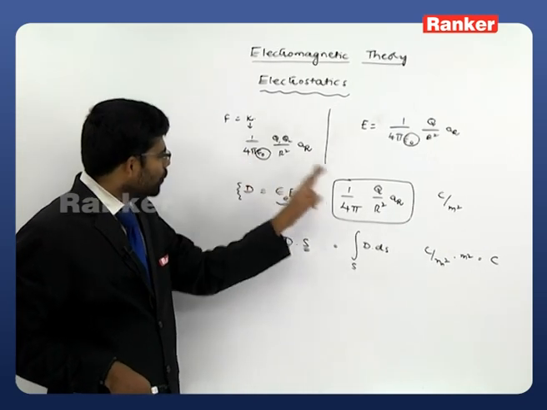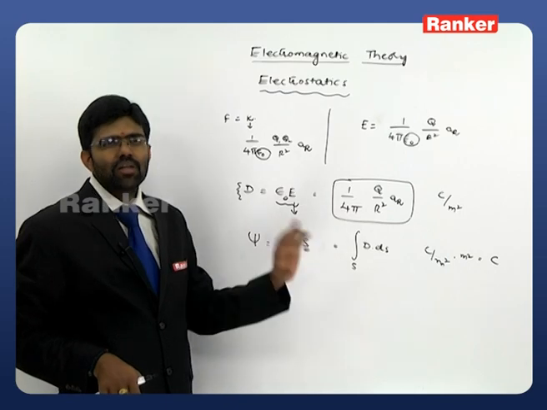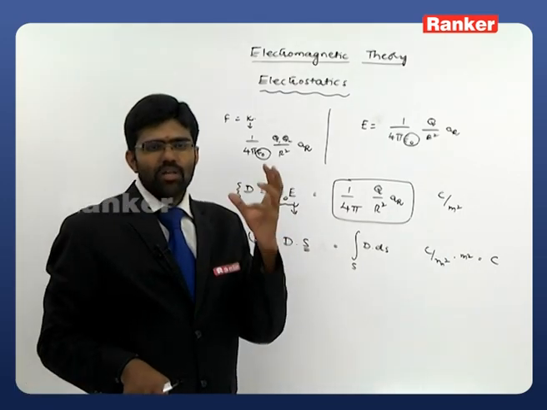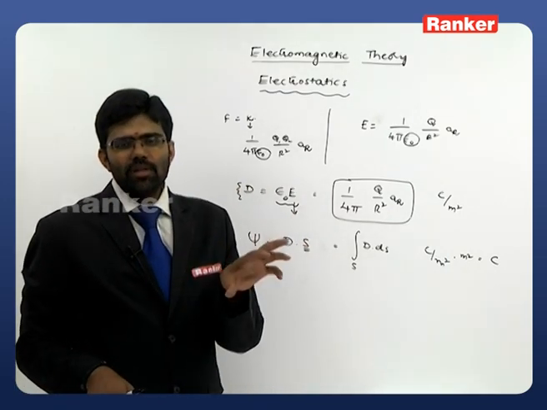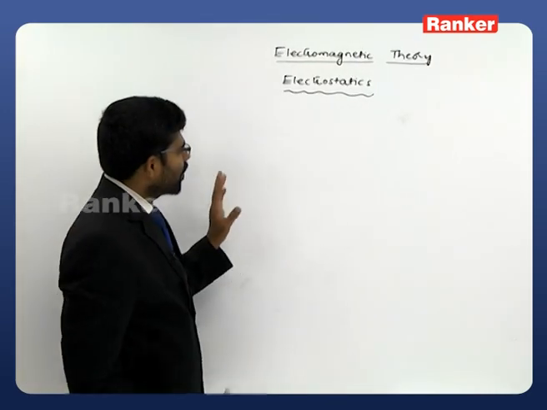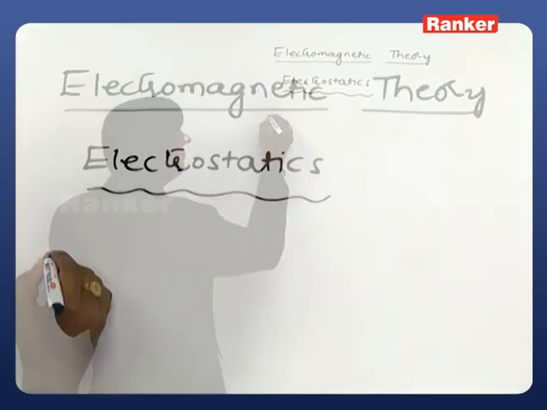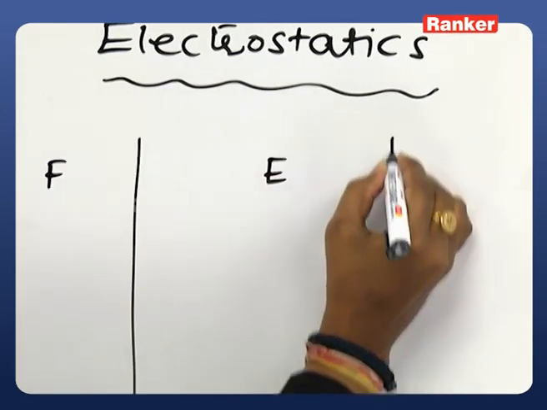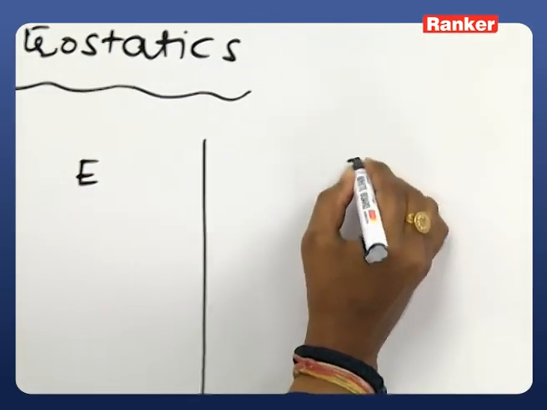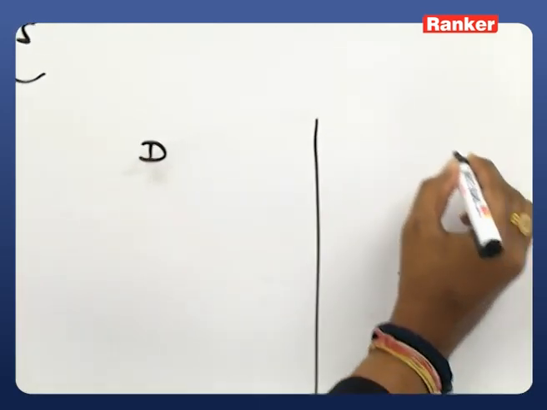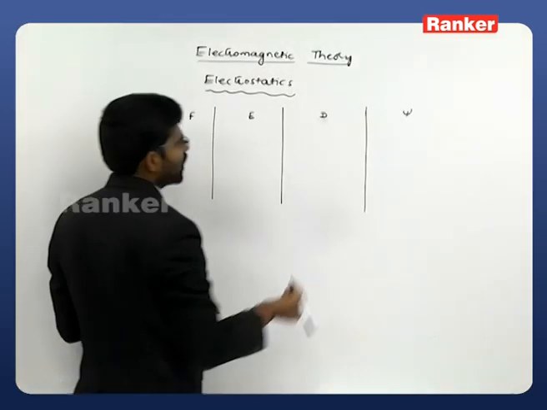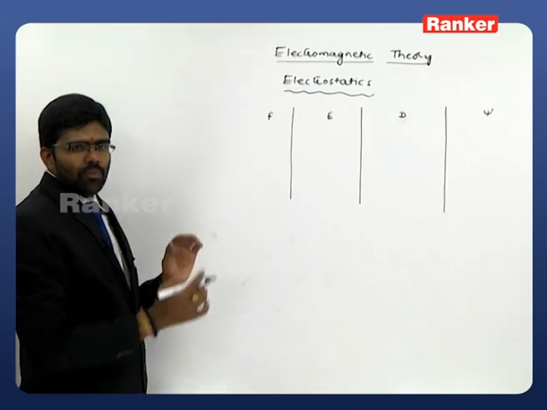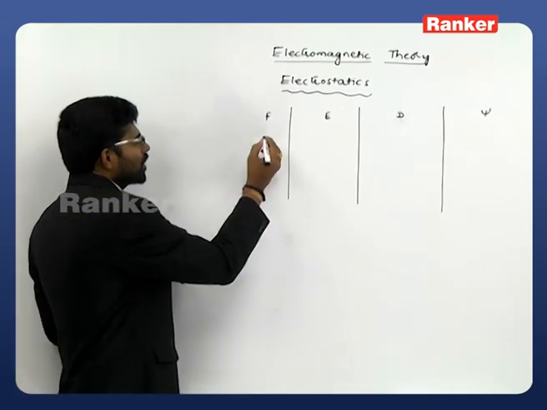Now we will compare these four parameters for quick reference, and see how to observe the units and so on. So let us consider the comparison between all these quantities. Force is what we have, electric field intensity is defined, electric flux density is defined, and psi we can calculate from electric flux density. Now one by one we will observe. Force is a vector quantity.